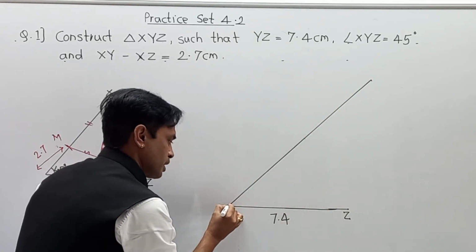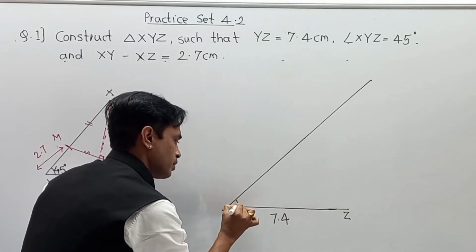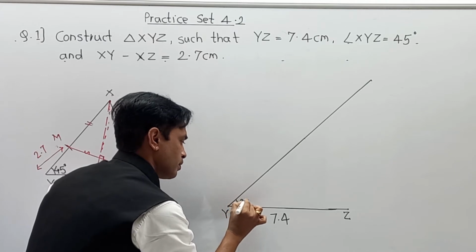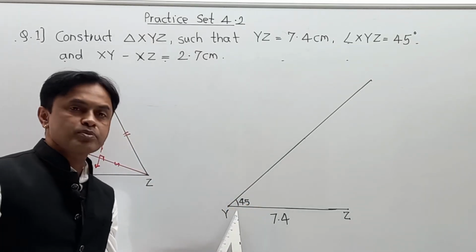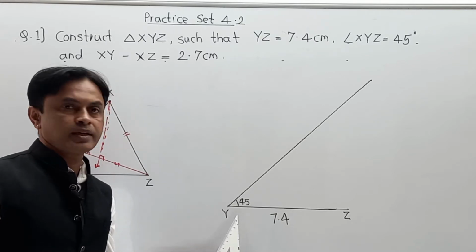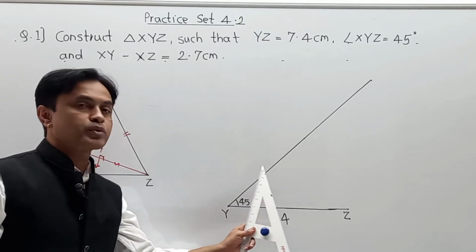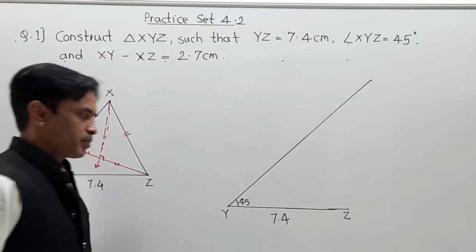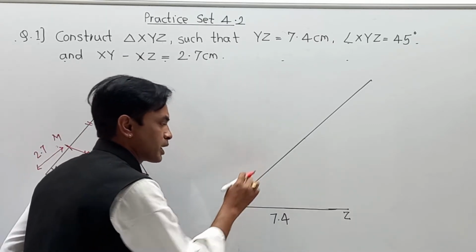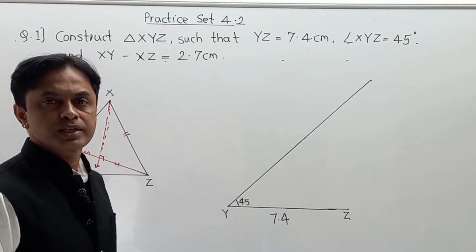And now here this coordinate point Y becomes 45 degrees. So here the value of angle Y is 45 degrees. Now from Y we have to take a distance of 2.7, and this is a new point we are going to generate over here. From point Y we have to take a point at a distance of 2.7 centimeter.